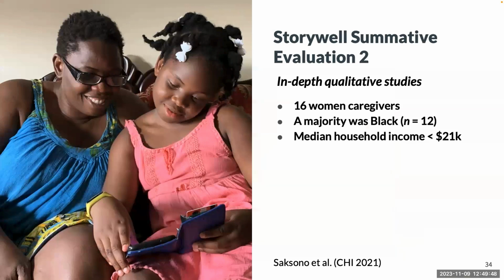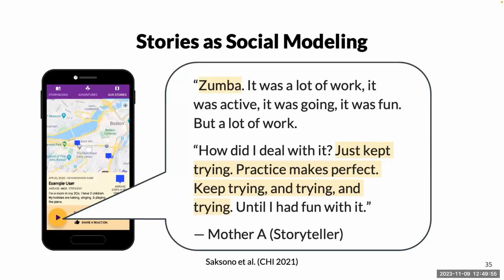We did a second evaluation to understand the social modeling feature, and this is what we found. This is one of the stories that was shared by one of the families. This mother talked about Zumba and how she found Zumba very challenging initially, but she kept on trying and trying, and then she found enjoyment in Zumba, and she kept doing it. So this is one of the stories that was shared in Storywell.